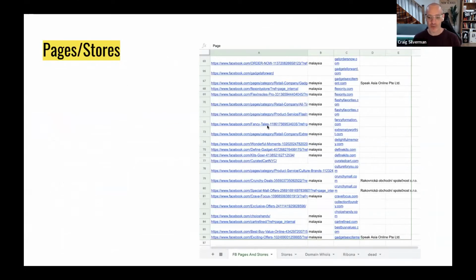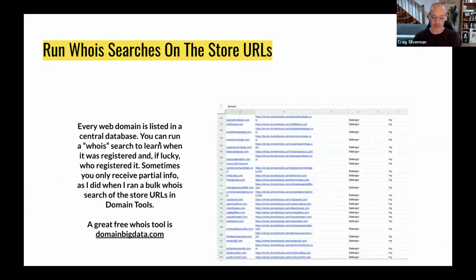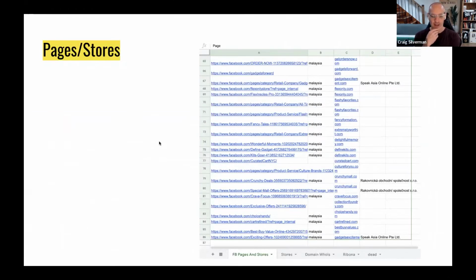So here is what my spreadsheet started to look like. I had a column with the Facebook page. I had the Facebook page manager in column B. So you can see, look how many were in Malaysia. That started to become a very strong signal. And then column C was the address of the website, the store selling masks, okay?